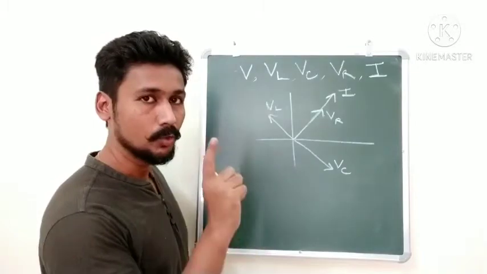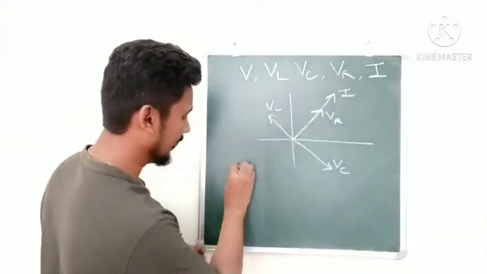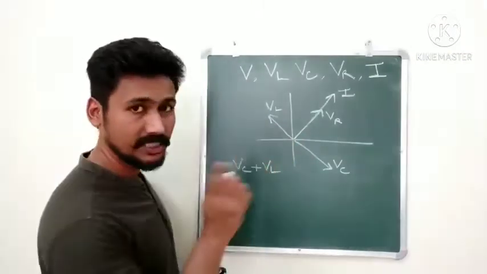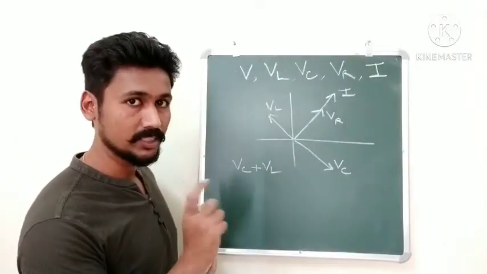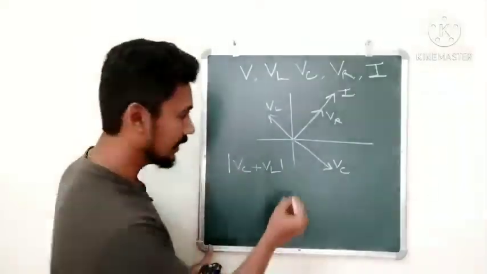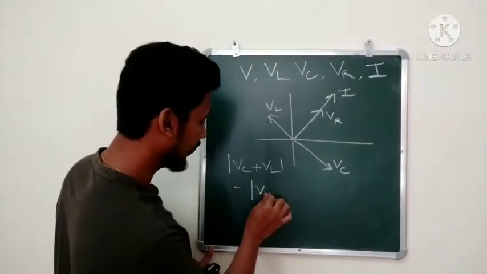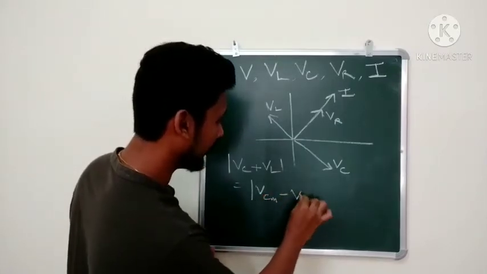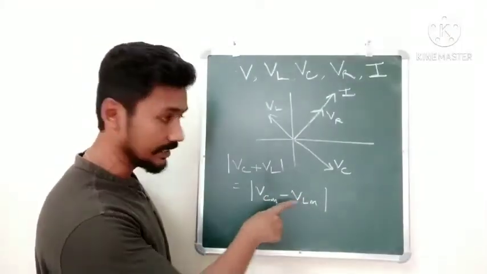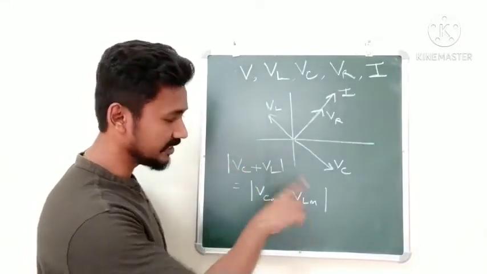So basically you can imagine that these two vectors are actually one single vector, that is VC plus VL. Since they are opposite to each other, the combined magnitude is going to be a subtraction. So we will say that the magnitude of VC plus VL is equal to VCM minus VLM. VCM is the peak voltage for the capacitor, and VLM is the peak voltage for the inductor.